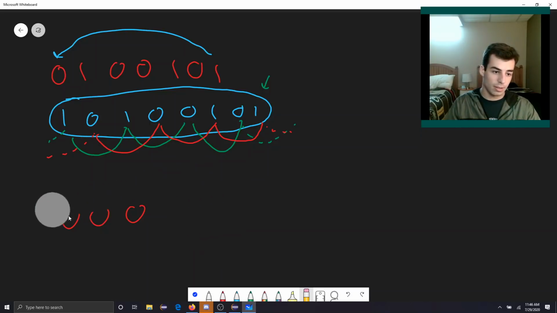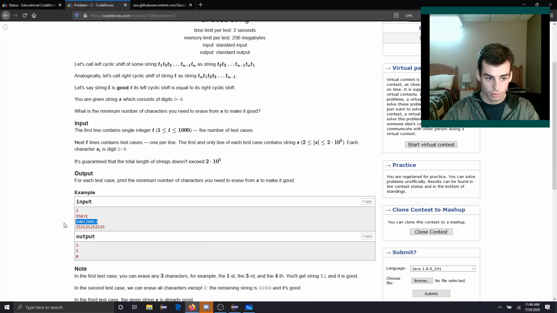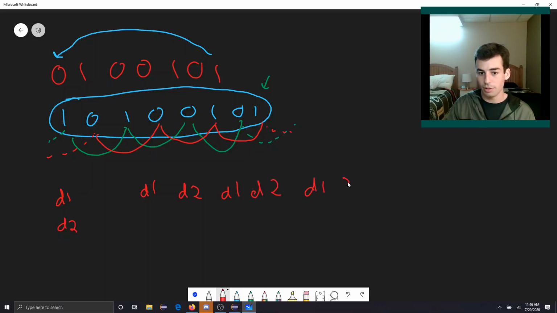If it isn't this odd string, which happens in samples, like this sample right here is really good, super helpful, I think. In this case, what you want is to alternate between one digit and then another digit. So you can brute force what those are. You brute force D1 and D2. And now you want to find the longest common subsequence between this and D1, D2, D1, D2, D1, D2.